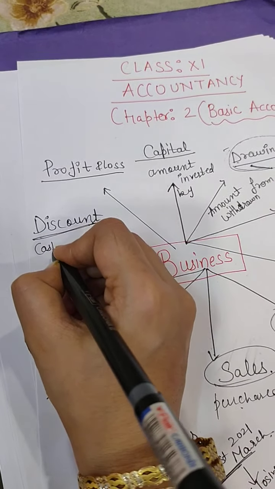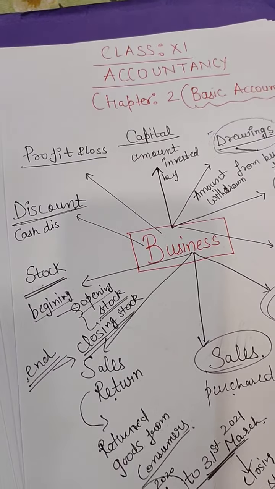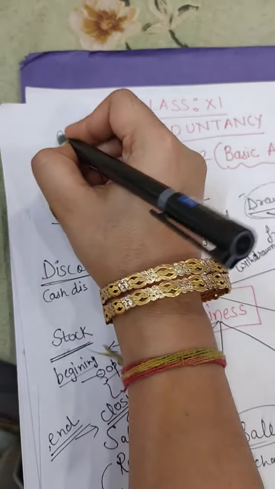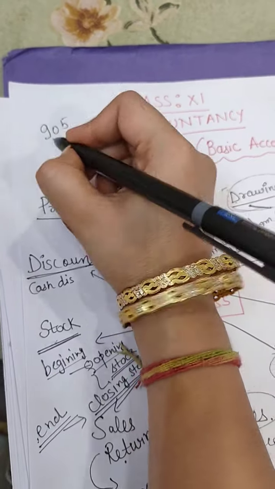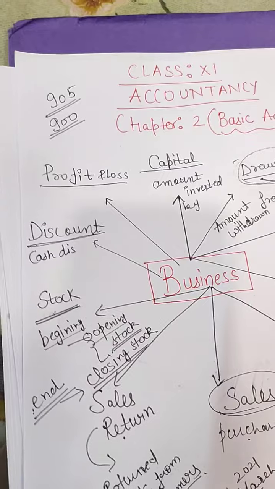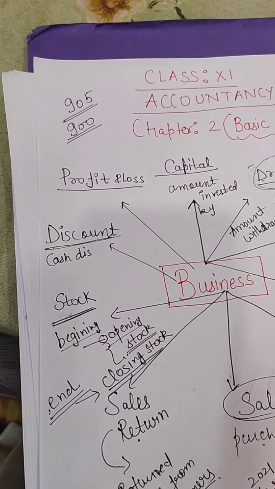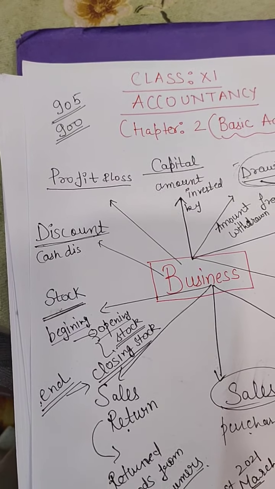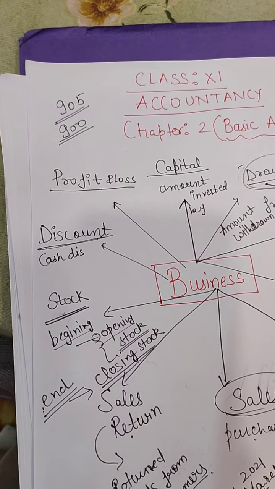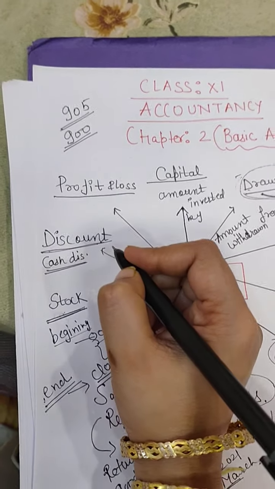So what is cash discount? You all know, when you purchase something, suppose anything of rupees 905, and you tell the shopkeeper that I will give you only 900. So at the time of cash payment to the shopkeeper, the reduction you get in the price is called cash discount.